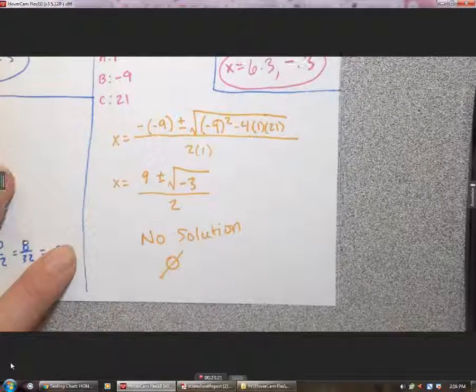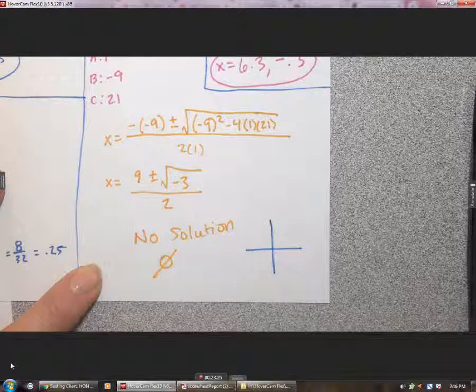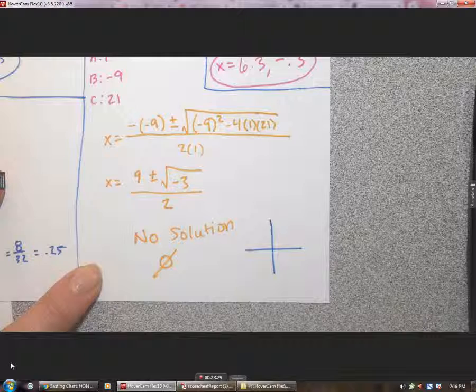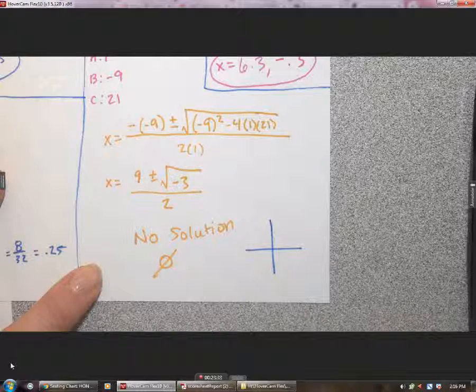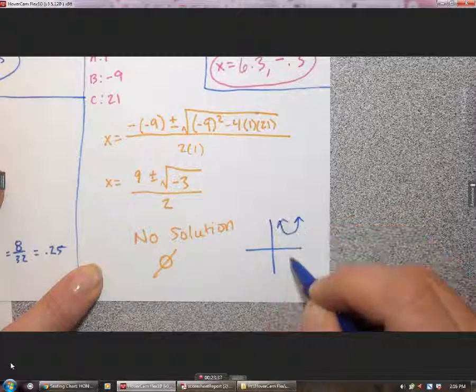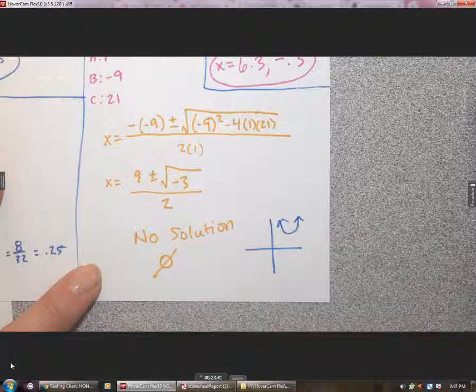If it was going to be a graph, what does a graph of a parabola with no solution look like? Not a line. That wouldn't be a parabola if it was a line. Not touching the x-axis. So it's going to look something kind of like that.